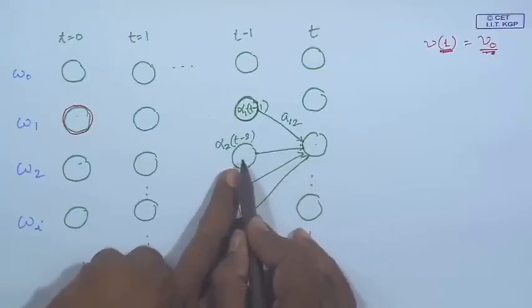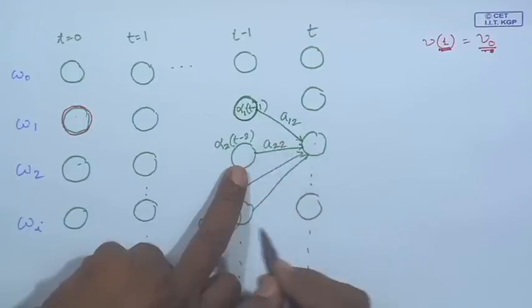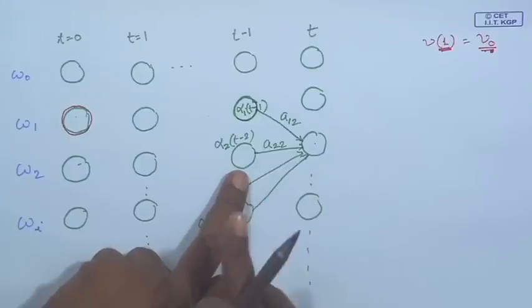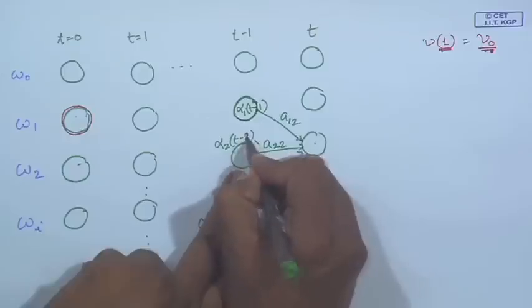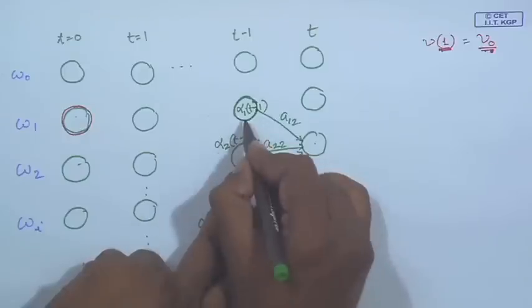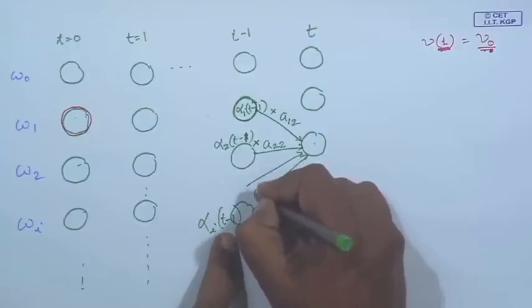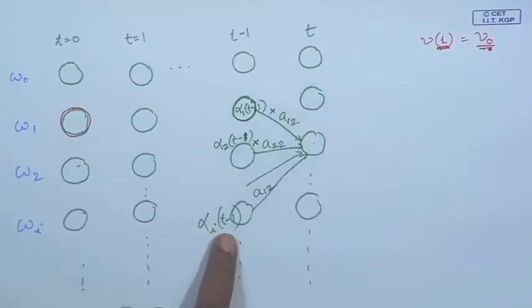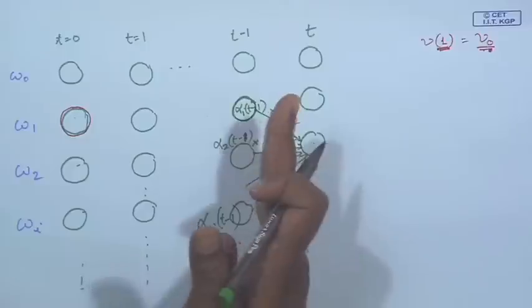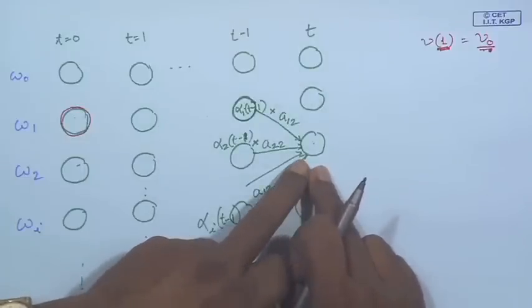Plus, I also have a possibility that the machine will make a transition from omega 2 to omega 2 itself, and this transition probability is a 2 2. So, the probability that the machine makes the transition from omega 2 to omega 2 is nothing but alpha 2 t minus 1 into a 2 2. Here it is alpha 1 t minus 1 into a 1 2. Here it is alpha I t minus 1 into a I 2. Okay. And if I make the sum of all these products, what I get is the probability that there will be a transition from any of the states in time step t minus 1 to state omega 2 in time step t.